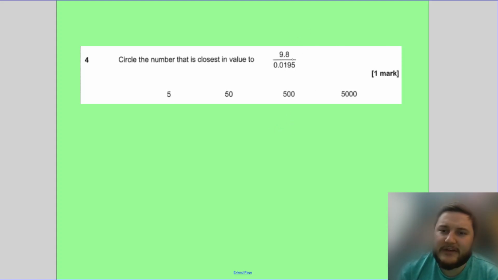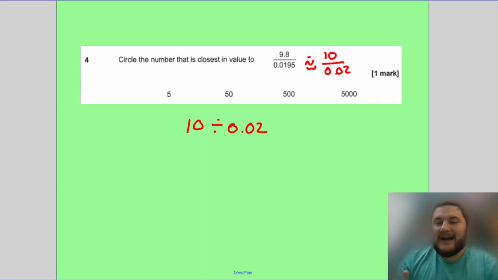So if we round each of these to one significant figure, well, 9.8 is approximately equal to 10, and 0.0195 is approximately equal to 0.02. So what we are basically saying is we want an approximation of this. We need to work out 10 divided by 0.02. Now, dividing by decimals tends to be a tricky topic for a lot of students without a calculator.